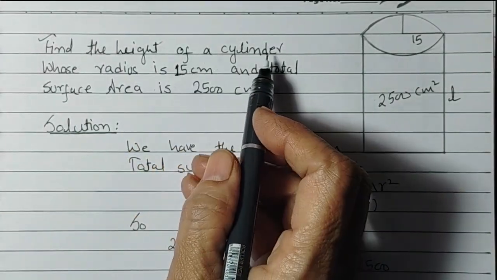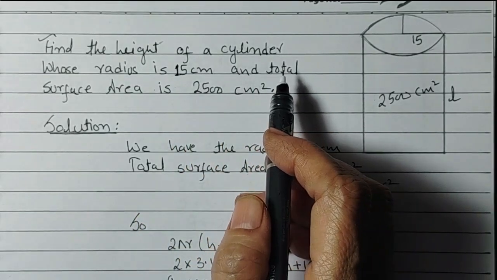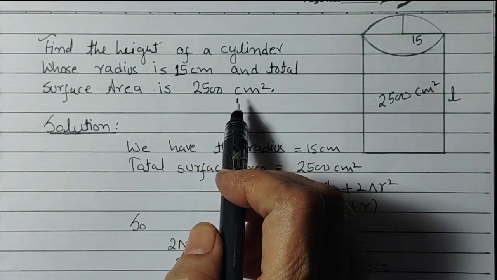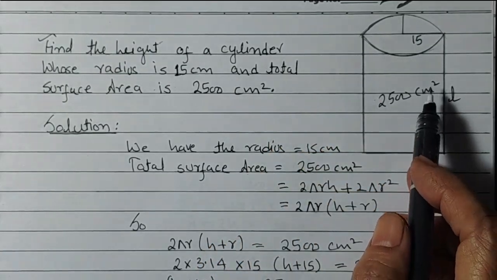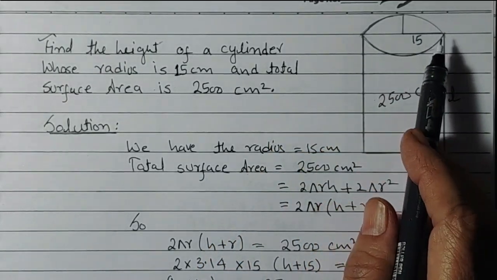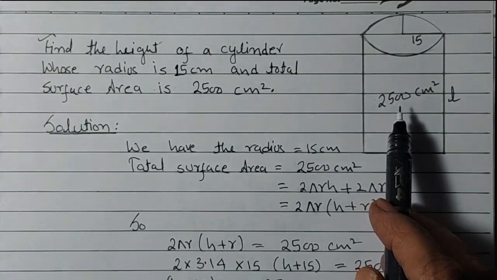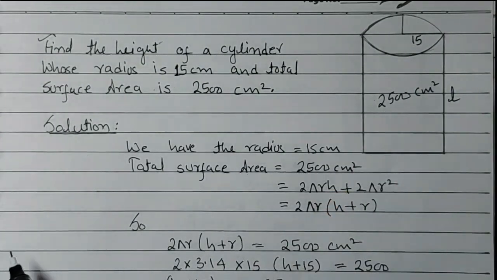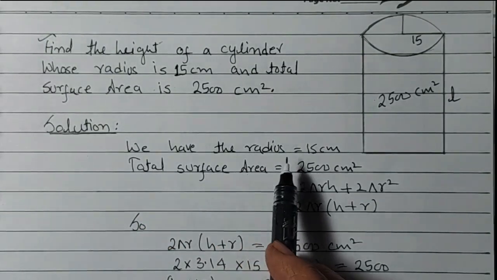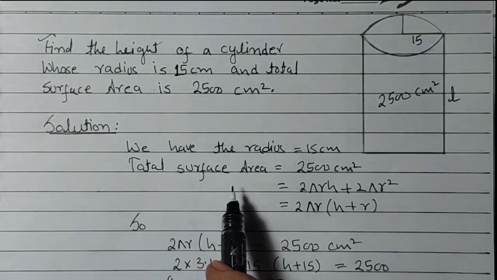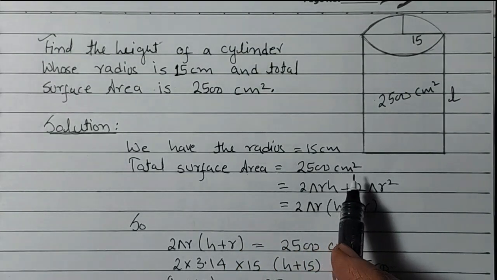Find the height of the cylinder whose radius is 15 cm and total surface area is 2500 cm square. So we have to find the height of this cylinder. The radius is 15 and total surface area is 2500 cm square. Solution will be, we have the radius 15 cm, total surface area is given, which is 2500 cm square.